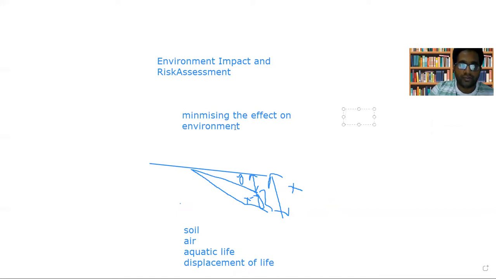Okay, you can understand this as minimizing the effect on the environment. That is the basic objective of carrying out an environment impact assessment. So I hope what is meant by environment impact assessment and why it is conducted is clear to you. Now, environment impact assessment can, in other words, be said to be a tool.